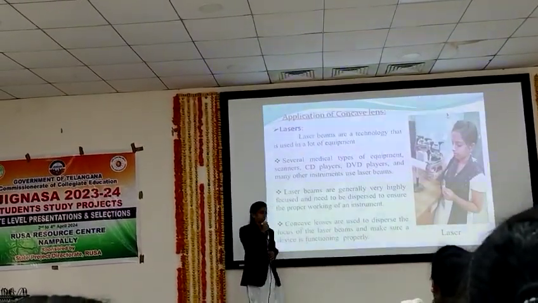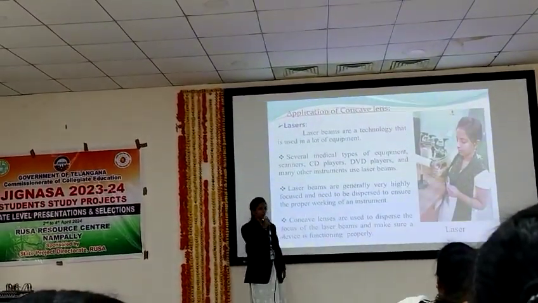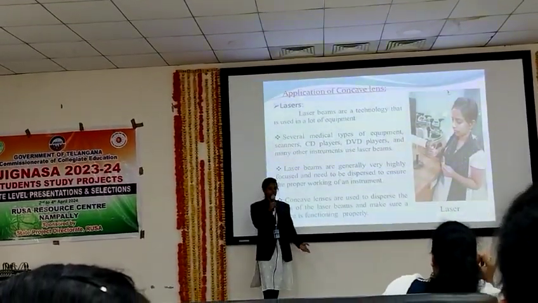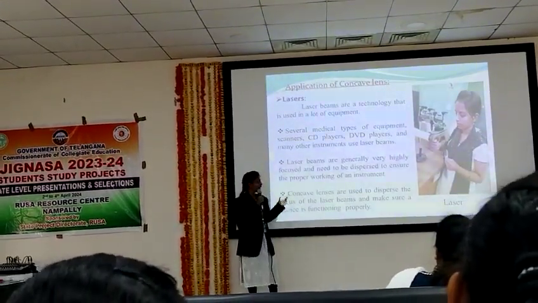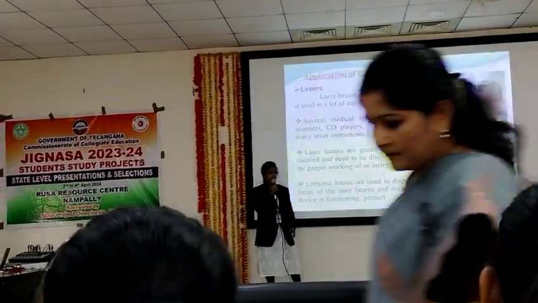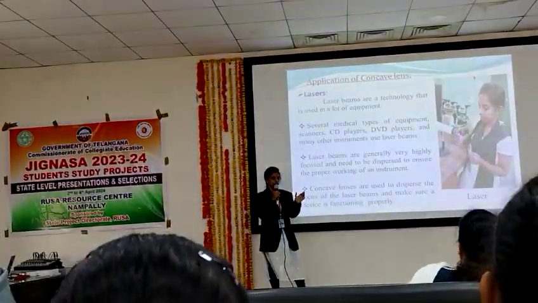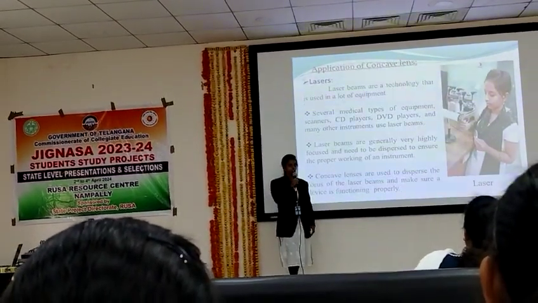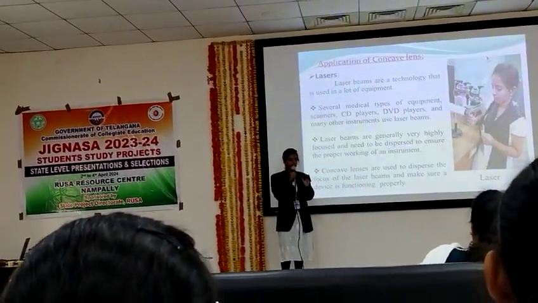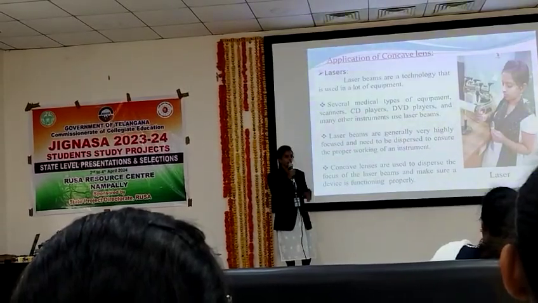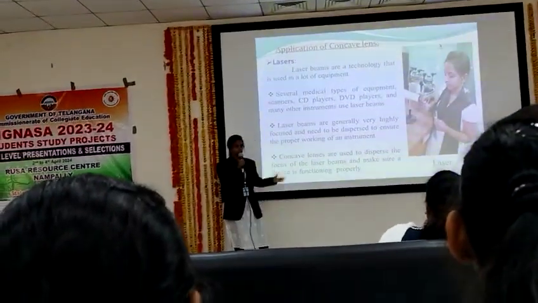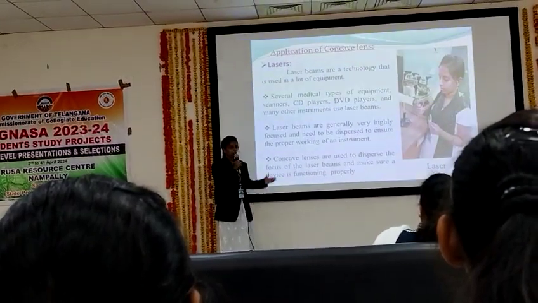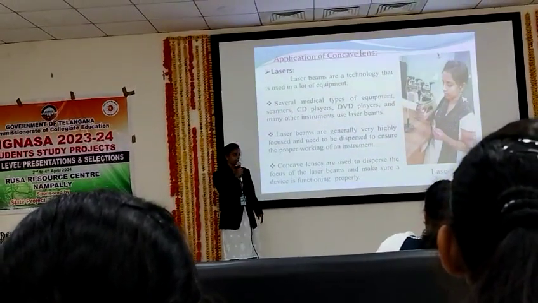Applications of the concave lens. The first one is laser beams. Laser beam technology is used in lots of equipment like CD players, scanners and DVD players. Many other instruments use laser beams. Laser beams are very highly focused, and this needs to be adjusted to ensure the proper working of the instruments. Concave lenses are used to disperse the focus so the device functions properly. Small concave lenses are used for this because they fit within the laser devices and access the particular area. This is how concave lenses are used for laser beams.